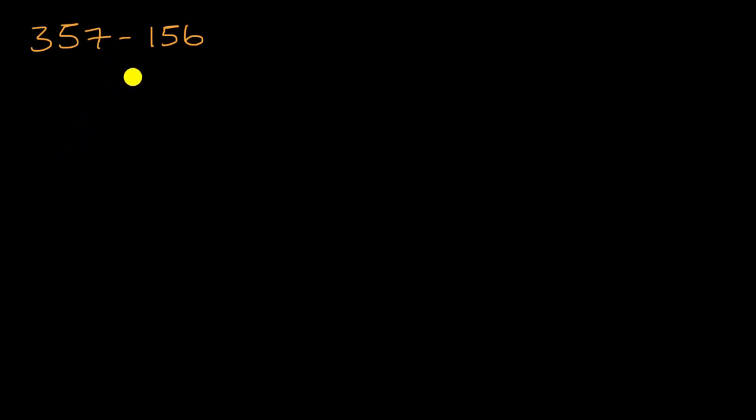One way to think about it is, what if we were to break up the 156 into its different place values? So we view it as 100 and 50 and 6. Then this could be rewritten as 357 minus 100 minus 50 minus 6. The 50 is 5 tens right there. Now, does this help us? Pause this video and see if you can figure out what this would be.